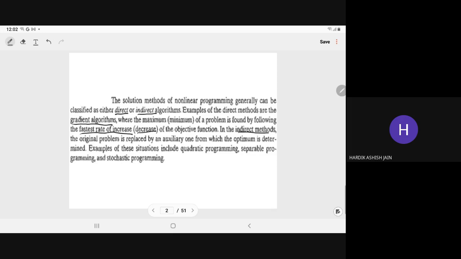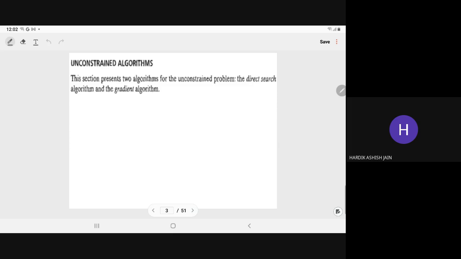In the indirect method, we change the original problem into an auxiliary problem, and from the auxiliary problem we try to determine the optimum solution. In your course we have quadratic programming. Other than that we have separable programming and stochastic programming also, but in your course we have quadratic programming.